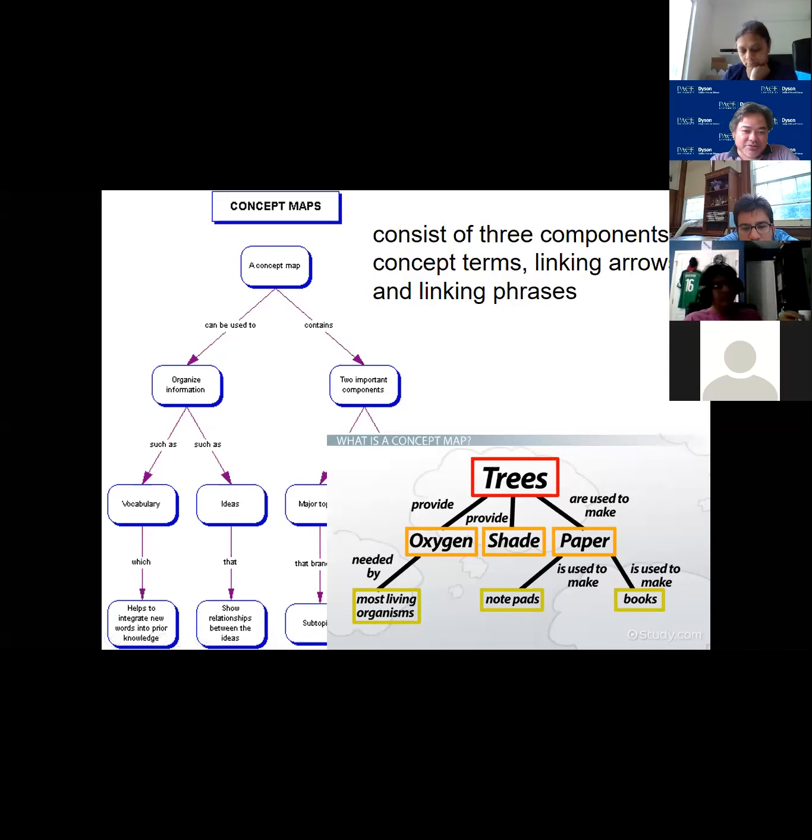So you were able to relate living organisms with trees. For those who are in the so-called living environment, or biology. I asked my wife what it is, and she said, no, it's biology. Trees also provide shade. And then trees are used to make paper, which can be used to make what? Notepads or books. Okay, so that's what we call a very simple concept map, at least trying to relate trees with oxygen, paper, books, or living organisms.